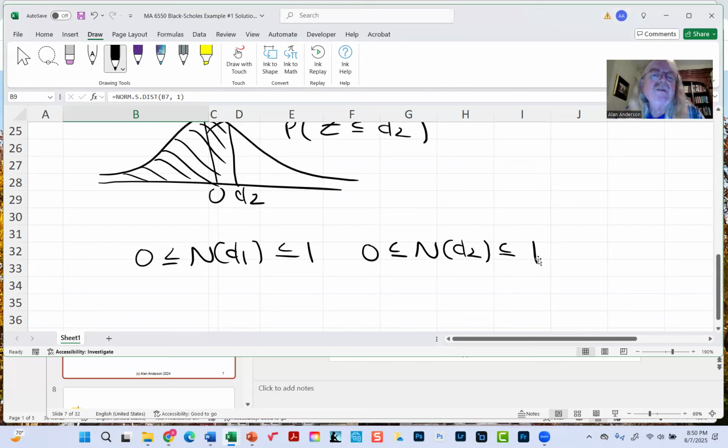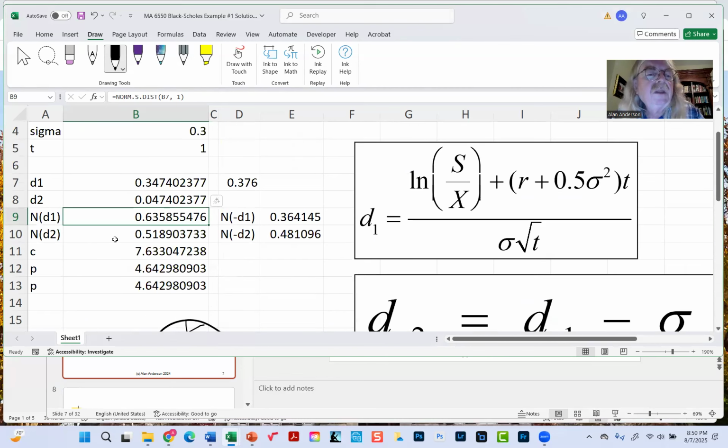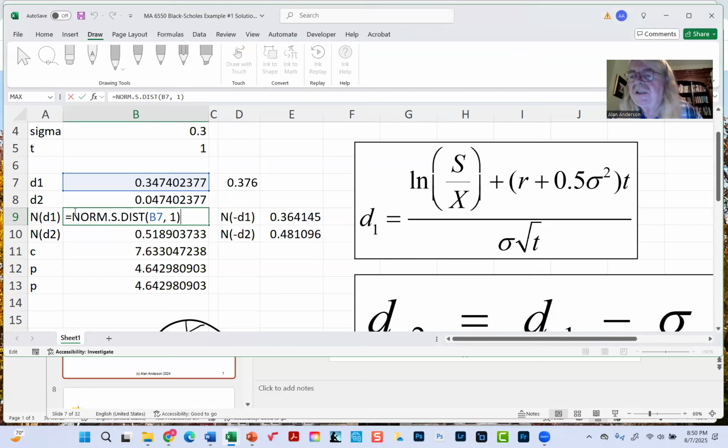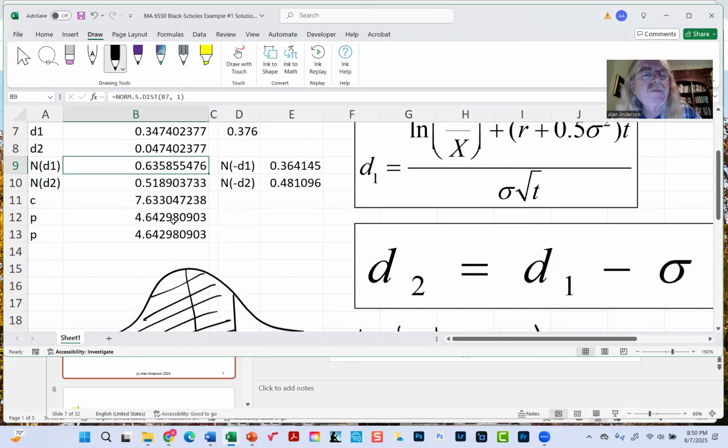And we've also mentioned how we can interpret these. This one, which you see here, once we calculate it, N(d1) is approximately 0.6358. And the command in Excel for that is NORM.S.DIST. Norm for normal, S for standard, DIST for distribution. And then the value we want is d1. The 1 there tells us that it's a cumulative probability, which is what we need. So this is how Excel calculates these cumulative probabilities for the standard normal distribution. And so this tells me, let's round it to 0.6359.